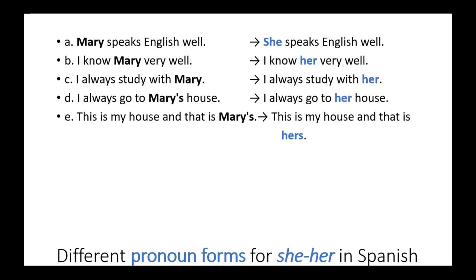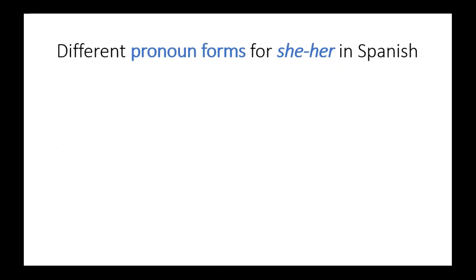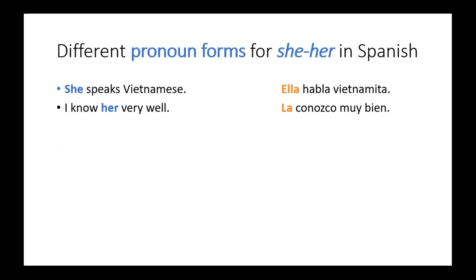Now, I want you to compare English with Spanish, for example. Okay, so I say, she speaks Vietnamese. In English, I say she. In Spanish, you would say, ella habla vietnamita. So notice that she becomes ella. Now, I know her very well. Notice that her, in this case, is equivalent to la. So I would say, la conozco muy bien. So we have two different forms in English. We also have two different forms in Spanish.